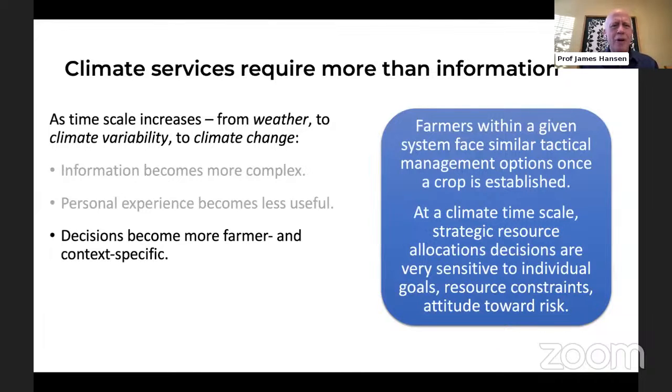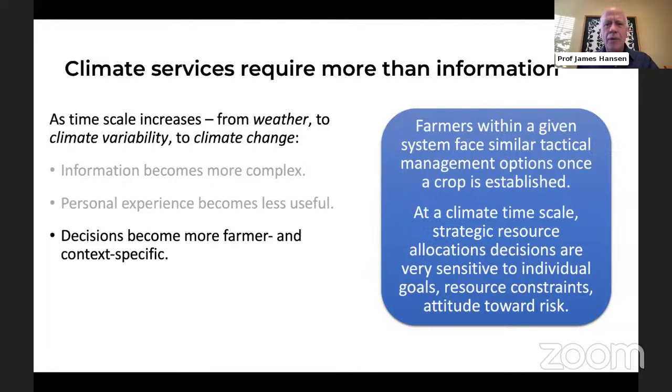Another challenge as we go from a weather to a climate timescale is that farmer decisions tend to become more farmer specific and context specific. If you think about a population of farmers having the same production system, same crop or livestock system, once a crop is established in the ground, most farmers may be concerned with the same types of short-term management decisions, like is there water stress that requires supplemental irrigation? Do weather conditions make it possible for a pest or disease problem to emerge? Is this the right time to plant?